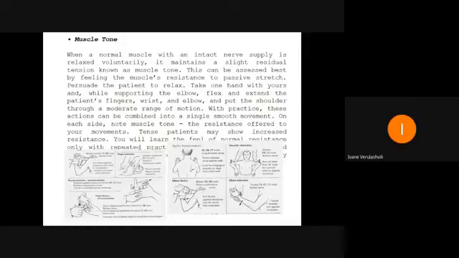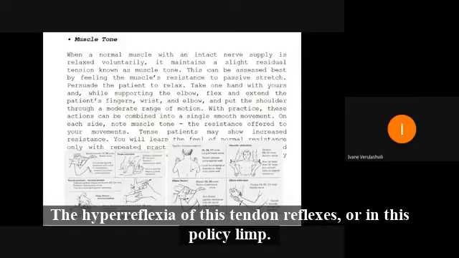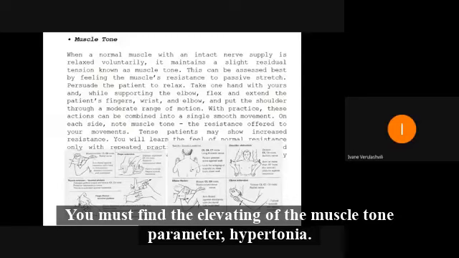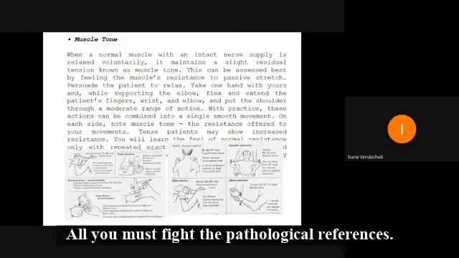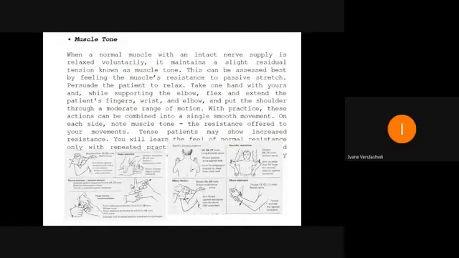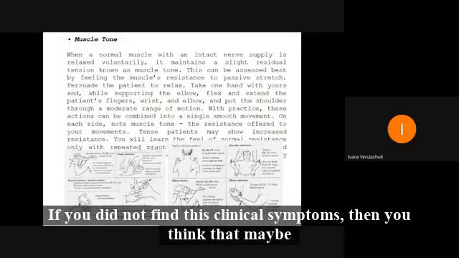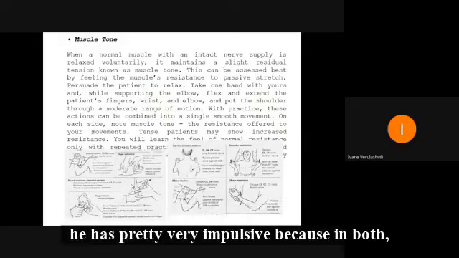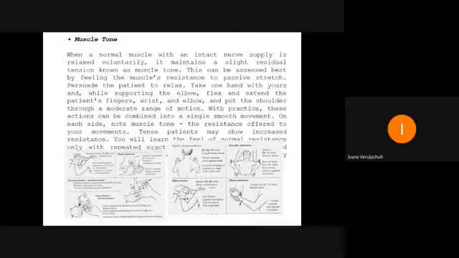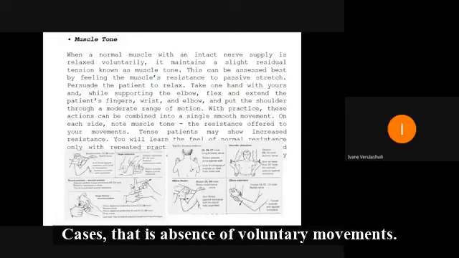It is the hyperreflexia of these tendon reflexes. Or in this palsy limb, you must find the elevating of the muscle tone, pyramidal hypertonia. Or you must find the pathological reflexes. If you did not find these clinical symptoms, then you think that maybe he has peripheral palsy, because in both cases there is absence of voluntary movements.